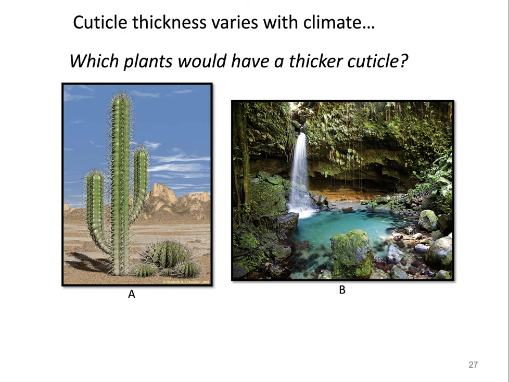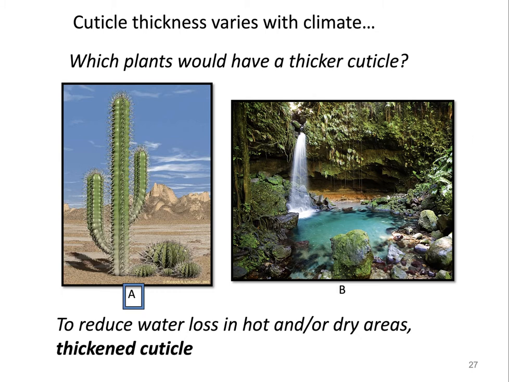So given that, it actually turns out that cuticle thickness can also vary for different species of plants that have evolved in different climates. So which plants do you think would have a thicker cuticle given this fact? A cactus in a desert, or some of these tropical plants growing in this very moist environment? All right, if you said A, you are correct. Basically, desert plants have a much thicker cuticle to help reduce water loss in these hot and dry areas.